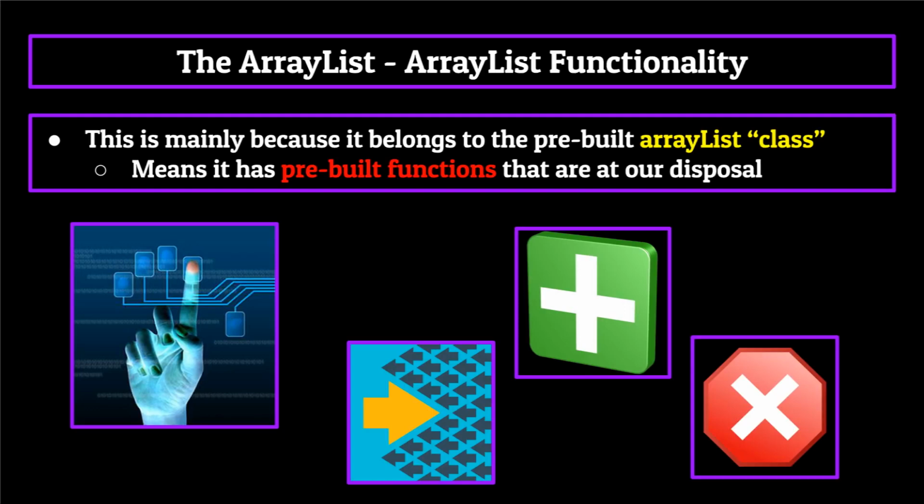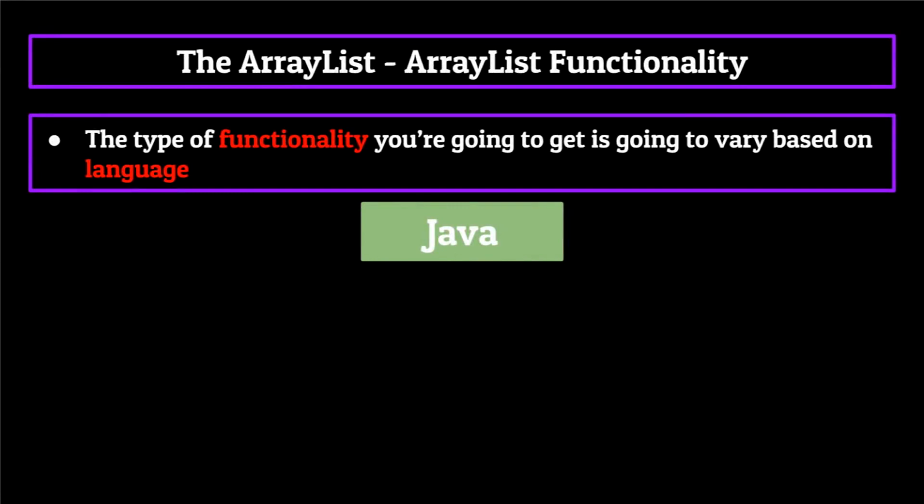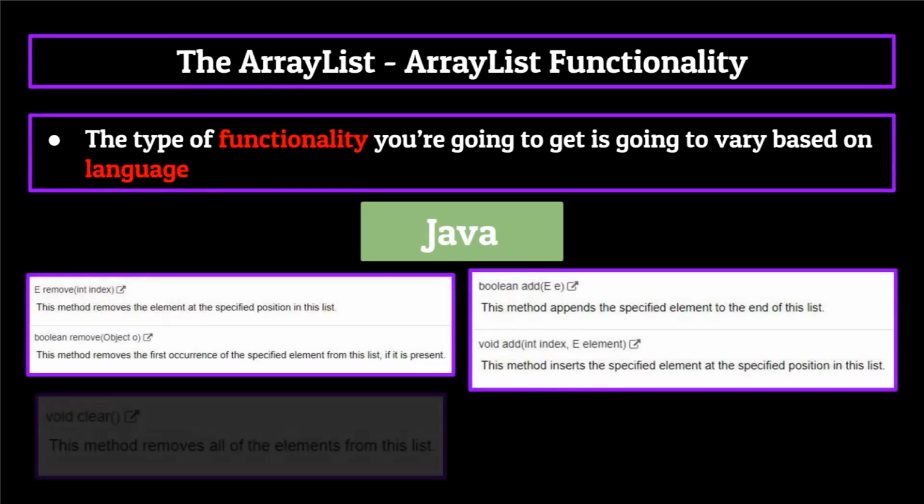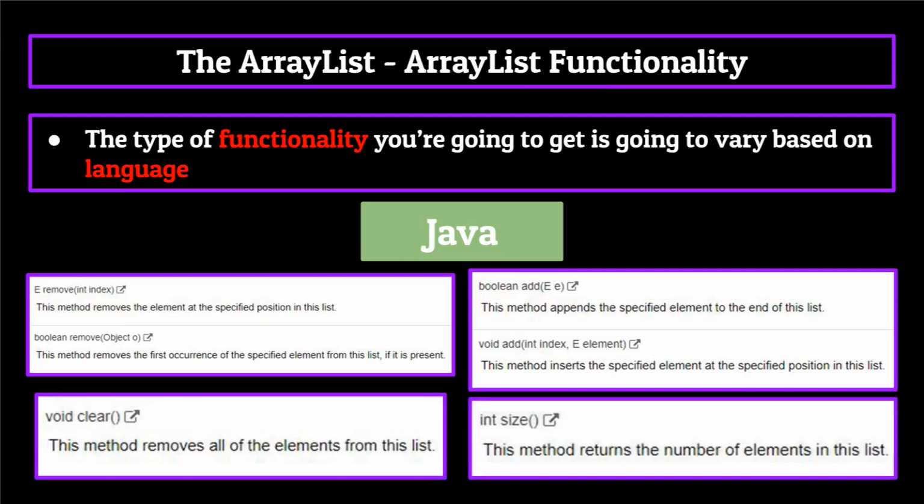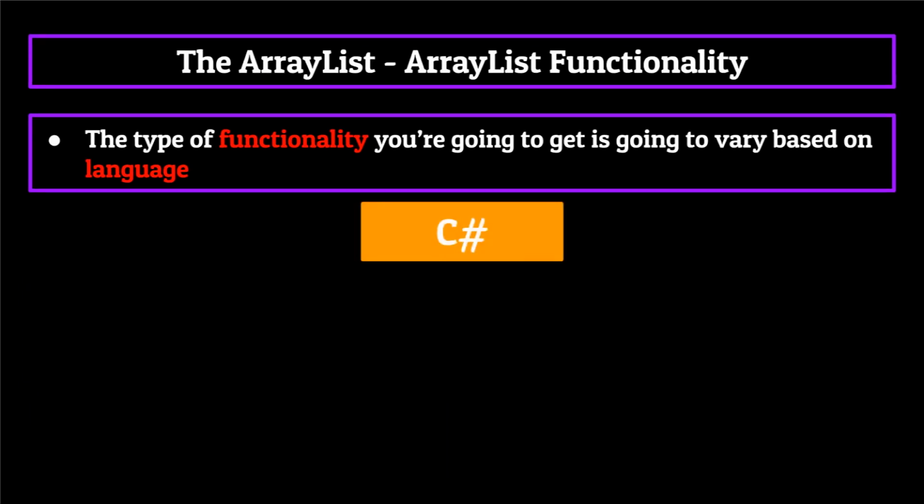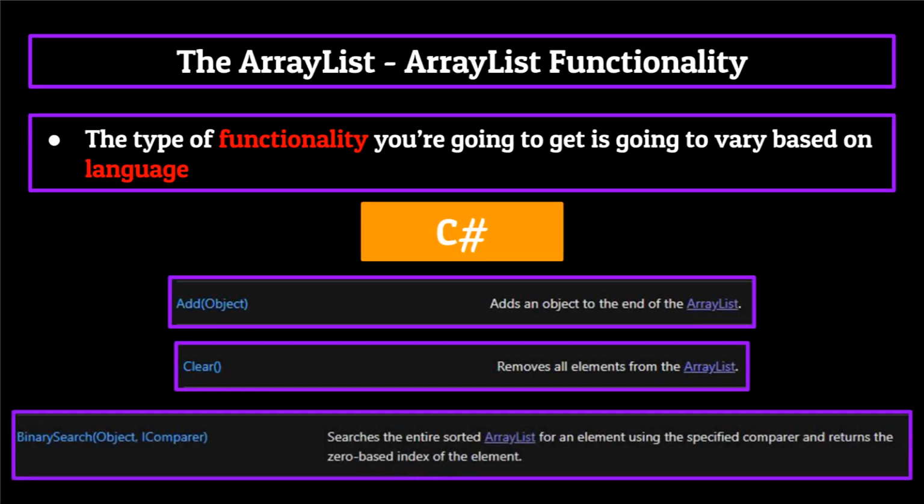Now the types of methods that you're going to get will vary based on language. For example, in Java, you'll have a variety of methods to use, including ones to add elements to the array list, remove them from the array list, clear the array list entirely, return its size, etc., as well as tons of other more specific functions. In another language though, such as C#, you'll have some of the same methods as the Java array list, but you might also have some methods that the Java version does not, and vice versa. The C# version might not have some of the methods that the Java version does. The same is going to apply for any other language you use which might implement the ArrayList data structure.